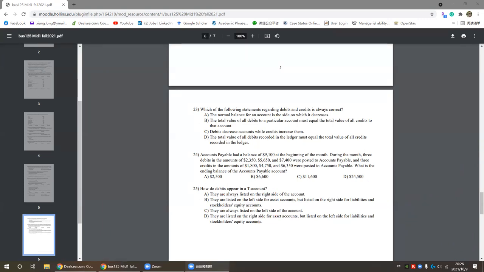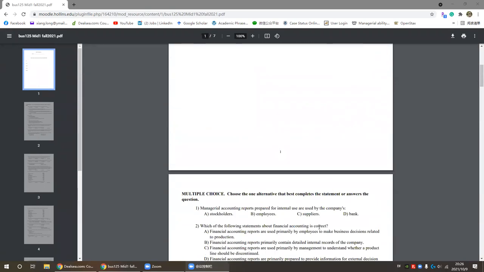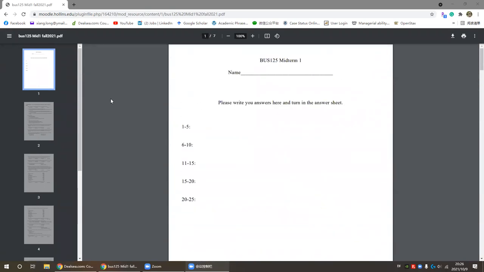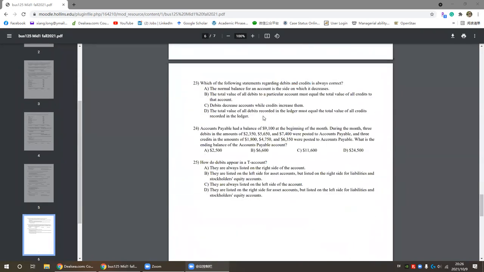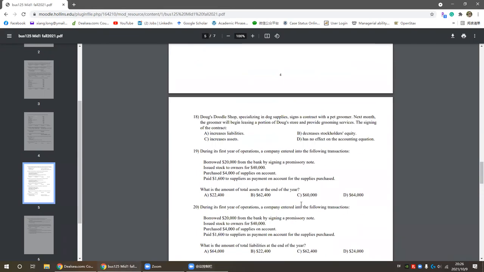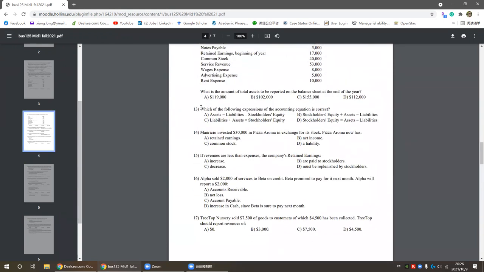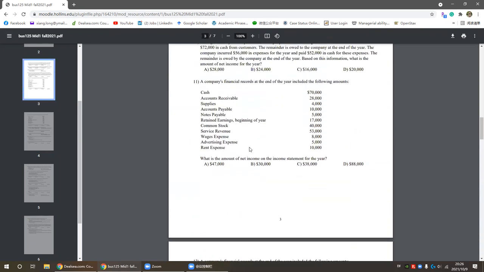So that's all for this first midterm. I sincerely hope you understand all the questions, because most of these questions you're going to see again on your final exam, especially the very easy questions, for example definition questions and general accounting equation questions. Make sure you understand how to do these kinds of questions. You're going to see them again on your final.